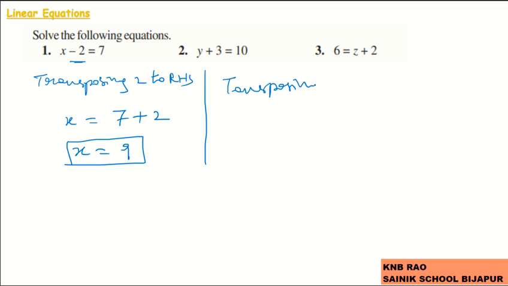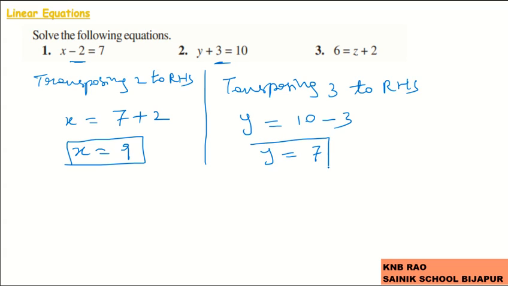Similarly, in the question number 2, transposing, here 3 is addend, from left hand side to right hand side we are transposing. The addend, if it comes this side, it becomes subtrahend. So 10 minus 3 on simplification gives you 7, and that will act as the solution.